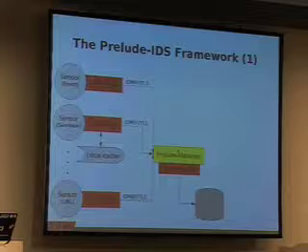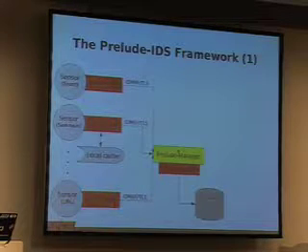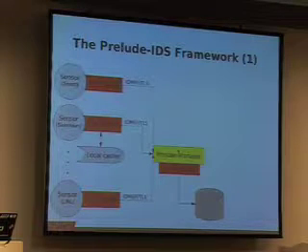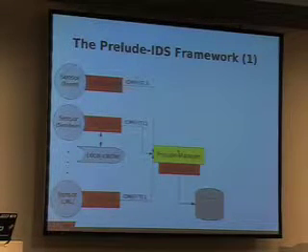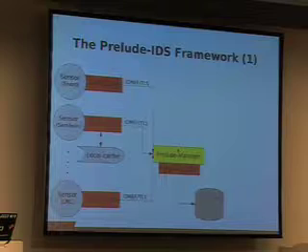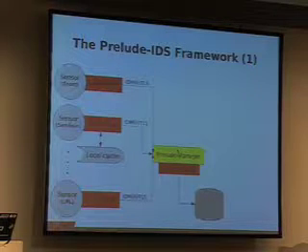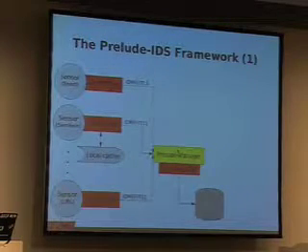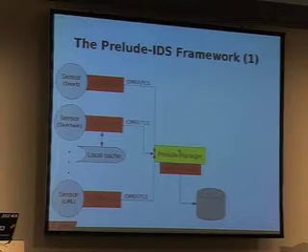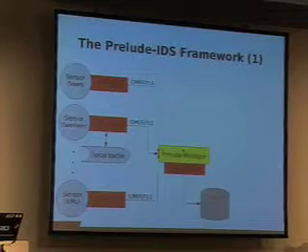libprelude has an additional feature. It maintains a local cache for the sensors. That means if the Prelude Manager is not reachable over the network, for example, for fail-safe reasons, the local cache acts as a kind of buffer for the data, and when the connection comes back, the buffer will be flushed to the manager.